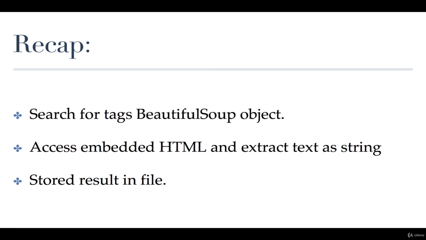All right, let's do a recap. So what did we learn today, guys? We learned how to search for tags in Beautiful Soup using the findAll function. We learned how to access that embedded HTML and convert it into a string type, and then store that information using a simple for loop to organize and process that information into something that we can use later on for some sort of natural language processing or something to that effect.